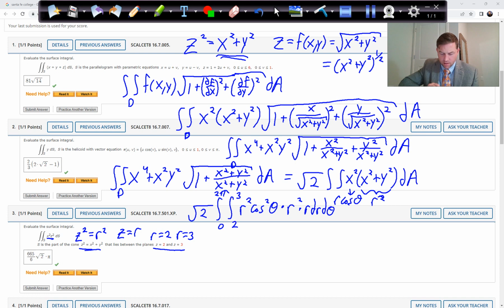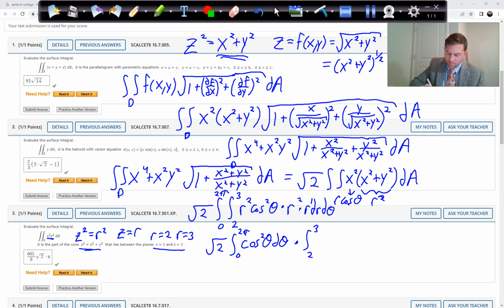pi. But then I'm going to split this up and call this square root of 2 from 0 to 2 pi of just cosine squared theta d theta. So this is just like we did in the last problem, times the integral from 2 to 3 of r to the second times another r. So if you count them, there's 1, 2, 3, 4, 5 of them. r to the 5th dr. I don't need to do the square root of 2 in front of that one because I'm multiplying all these three terms together. So one square root of 2 will do it.